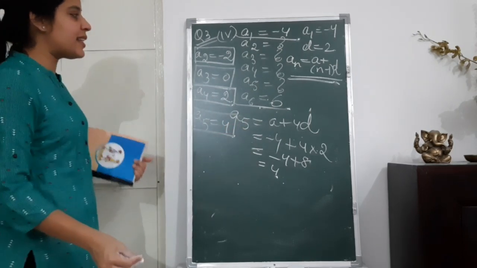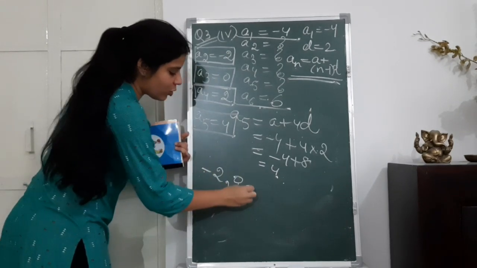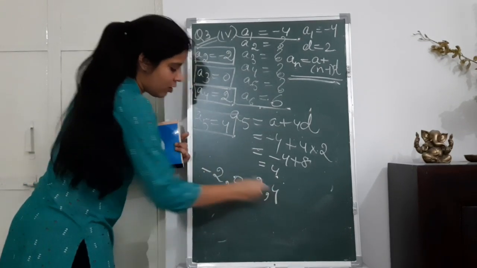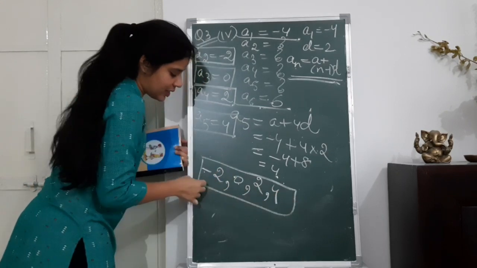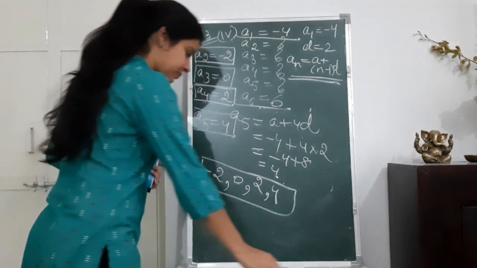So what are the missing terms of this AP? Minus 2, comma 0, comma 2, comma 4. These are the middle 4 terms of this AP which are missing from this series.